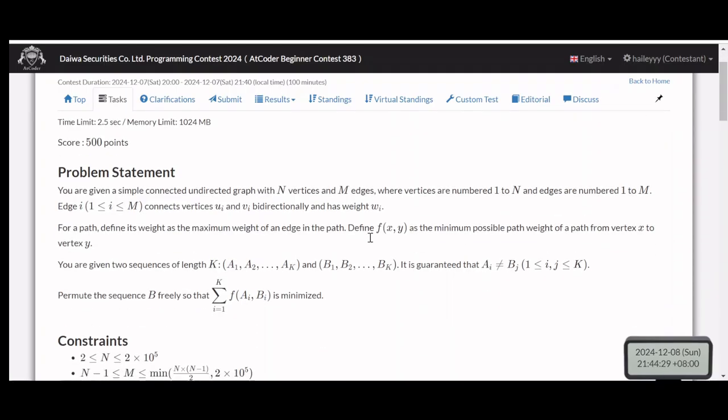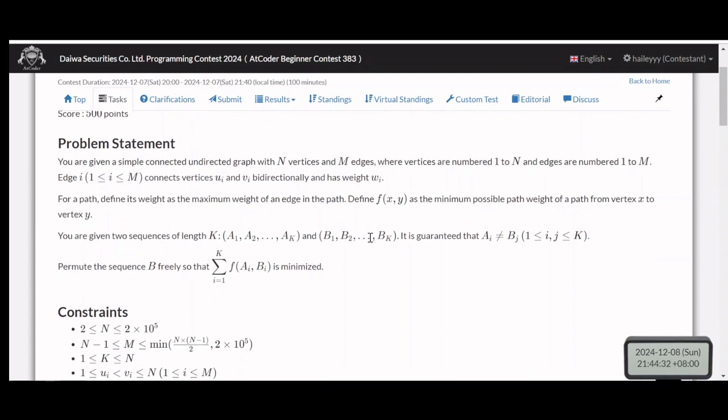And for problem E, we have a graph with n vertices and m edges, and the weight of a path between x, y is defined as the minimum possible path weight of a path from vertex x to vertex y. And a path weight is just the maximum weight of an edge in the path. So now we're given two sequences, A and B, and we can permute B so that the summation of f(ai, bi) is minimized.